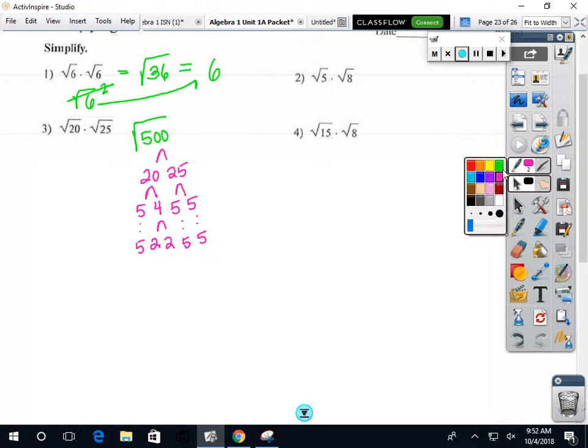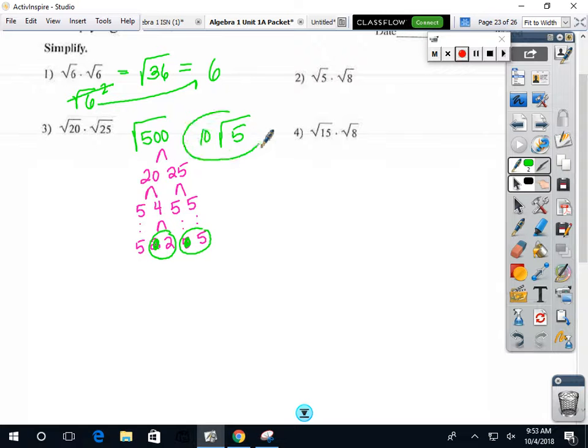Okay, so now we circle any sets that we have, and we have a set of 2's and a set of 5's. The only thing not circled was this 5, so it gets to go back inside the radical. And now of the sets, you kill one of each and kick out one of each, making what on the outside? 10. And then that's the final answer. And just like always, if you type in the square root of 20 times the square root of 25, look at the decimal, and then you type in 10 square roots of 5, it should be the exact same decimal.